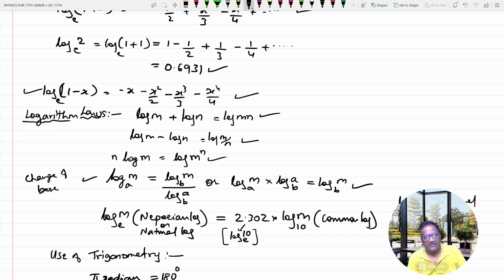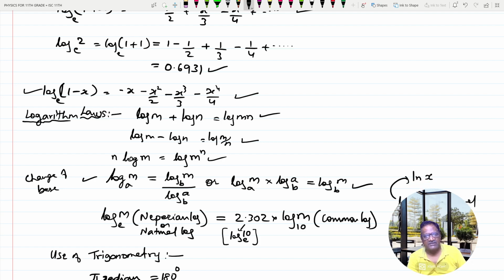And whenever you have log to the base 10, this is known as common logarithm. Okay. So there are two types of logarithm depending on the base. If the base is e, it is natural logarithm. If the base is 10, it is common logarithm. This log to the base e is many a times written as ln x. Okay, suppose this is log x to the base e. Then this log to the base e is written also as ln x.